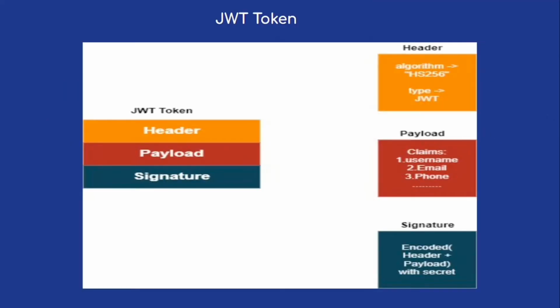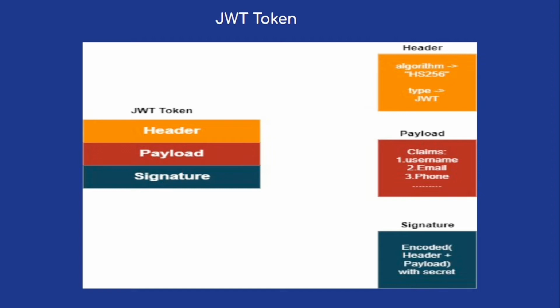So what is a JWT token? JWT token is nothing but JSON Web Token. It is categorized into three parts: header, payload, signature. The header contains the algorithm, like HS256, and the type, that is, the token type, which is JWT. The payload contains claims like username, issuer, audience, email, and so on. And the signature contains a digital signature, that means it is an encoding of header and payload with a secret value. So these are the three main building blocks of a JSON Web Token.